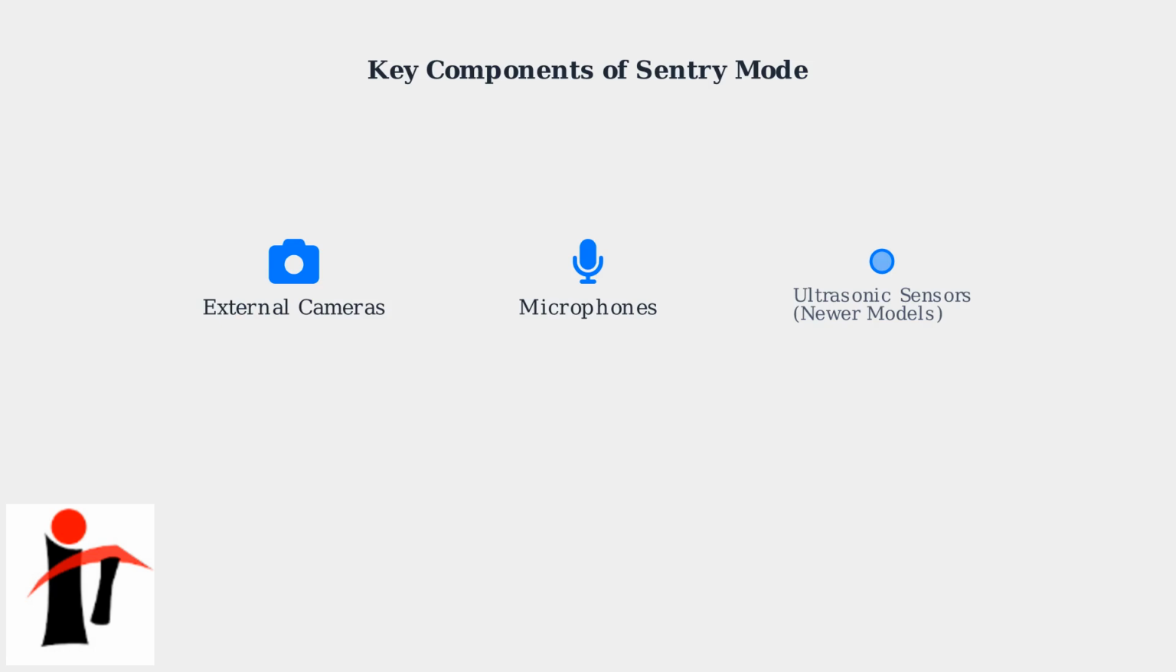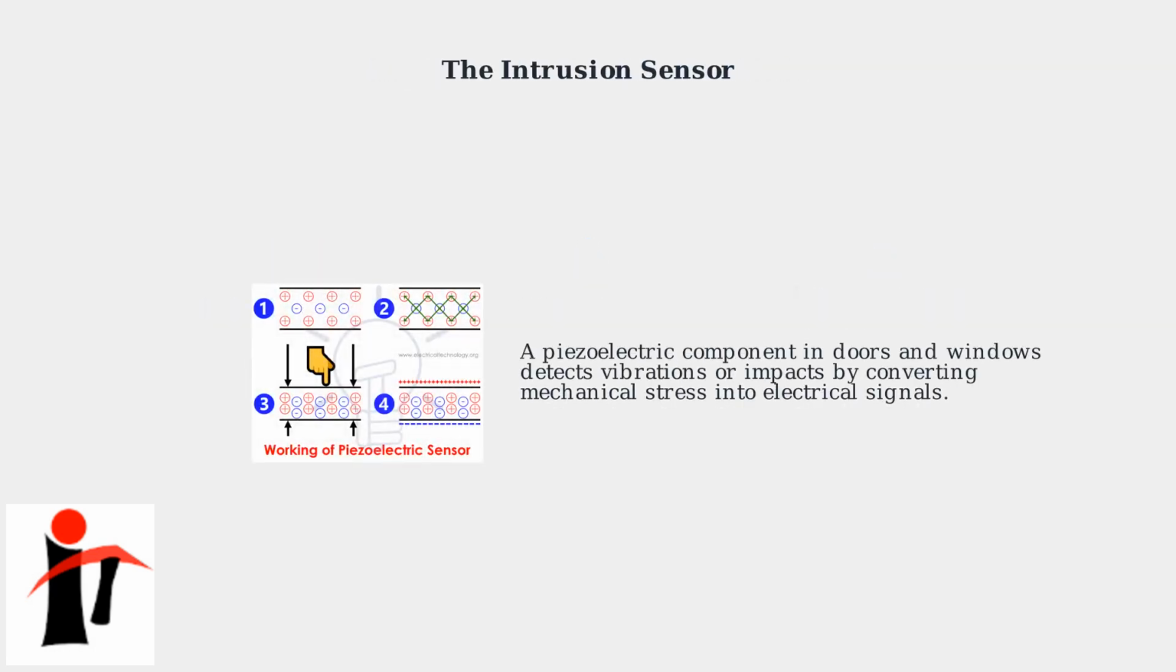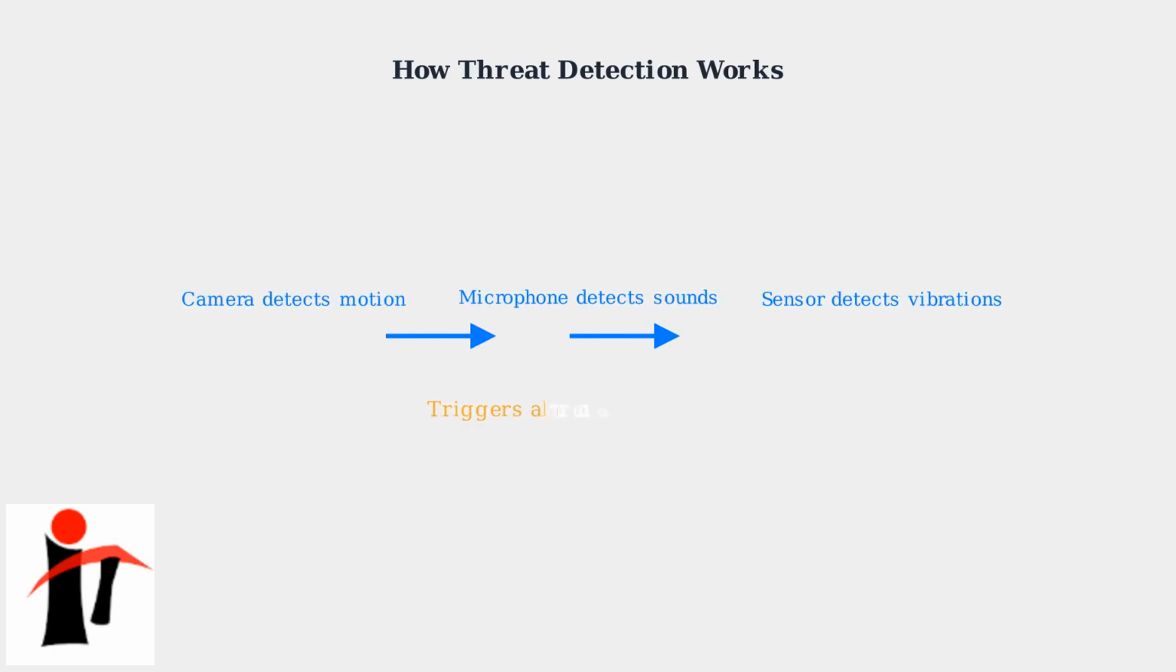through sound waves. The intrusion sensor is a piezoelectric component built into the vehicle's doors and windows. It detects vibrations and impacts, converting mechanical stress into electrical signals that the system interprets as potential threats. When the system detects motion via cameras, unusual sounds through microphones, or vibrations via the intrusion sensor, it triggers an alarm and begins recording video to capture the event.